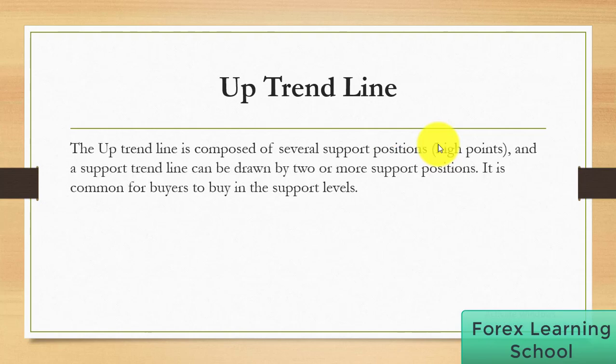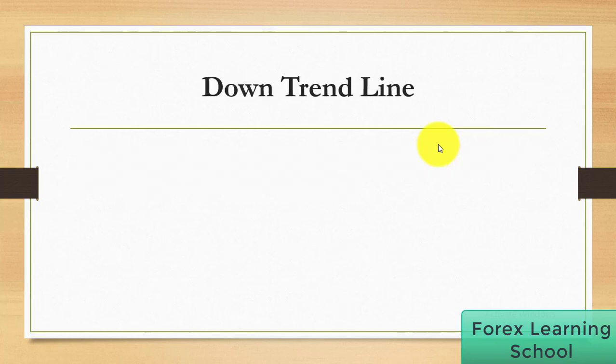Now you will learn about uptrend line. The uptrend line is composed of several support positions, high points, and a support trend line can be drawn by two or more support positions. It is common for buyers to buy in the support levels. Downtrend line. The downtrend line, also known as the pressure trend line, consists of several resistance levels, low points. Two or more resistance levels form a resistance trend line. It is common for sellers to sell in the resistance levels.